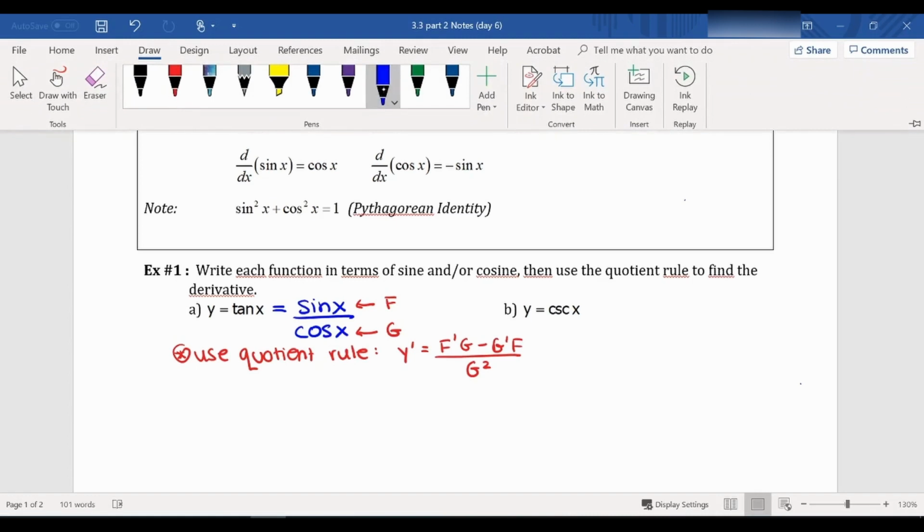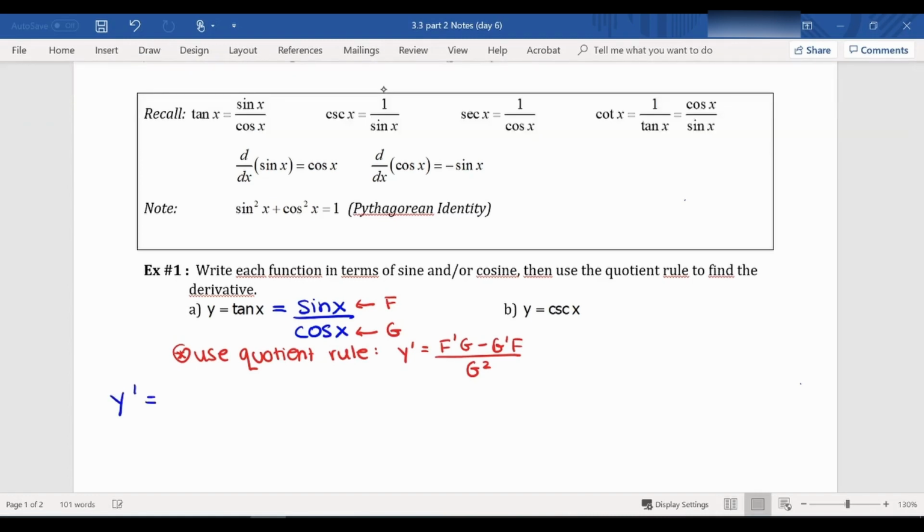So if I go through and do this, this means that y prime is going to be the derivative of the top, which is cosine x, times the bottom, which is also cosine x, minus the derivative of the bottom, which is negative sine x, times the top, which is sine x, all over the bottom squared.